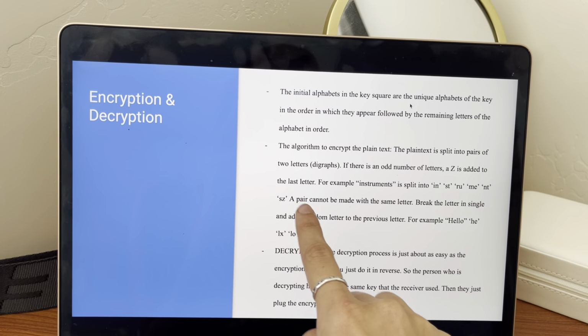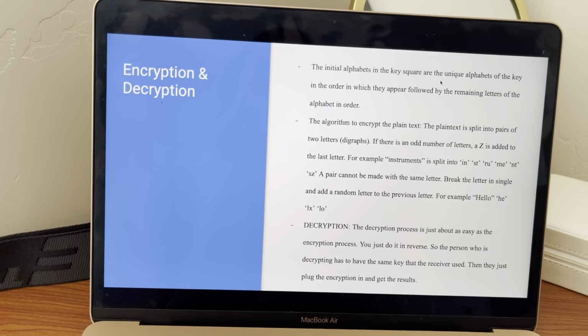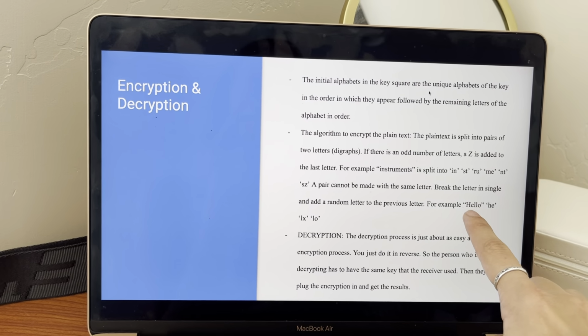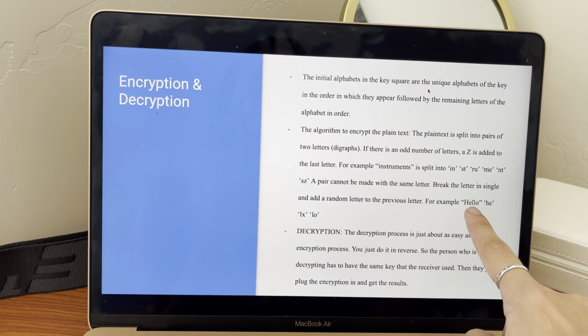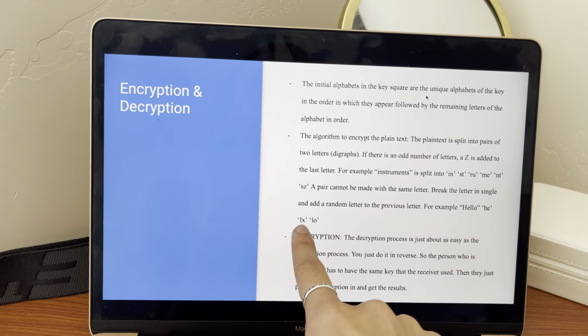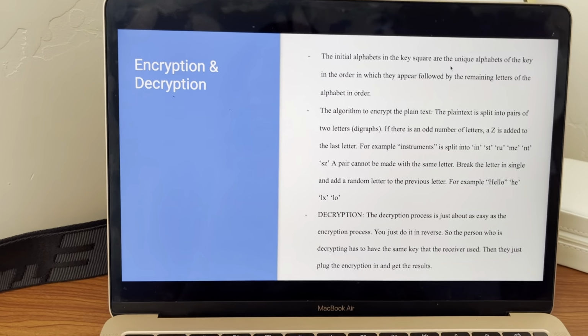an odd number. However, you can't make a pair with the same letter. So in this word, hello, you would normally have to put the 2 L's together, but since you can't do that, then you put an X by the first letter, or a random letter, it can be whatever.